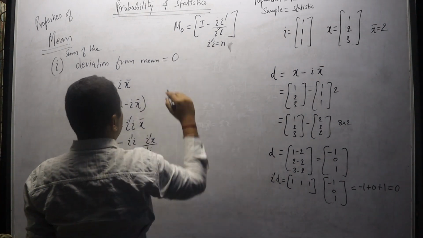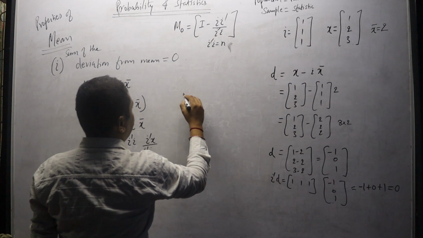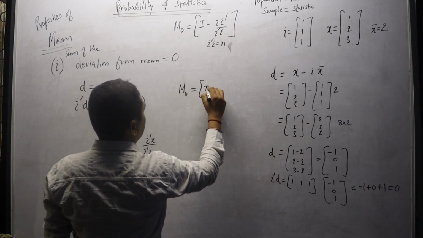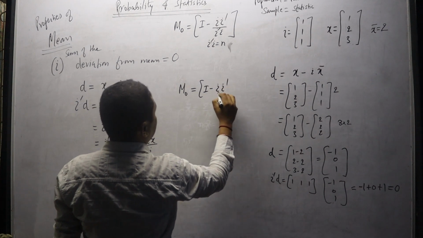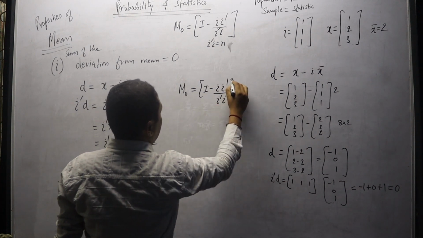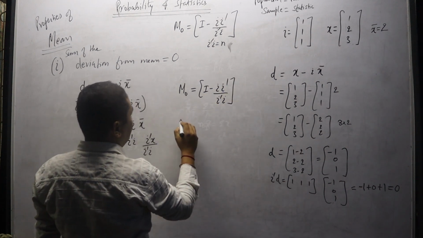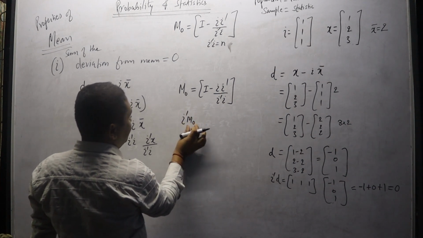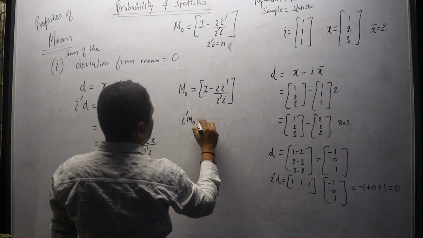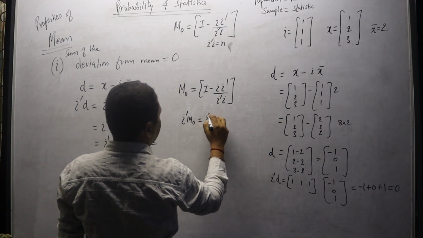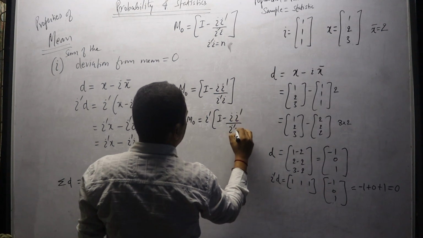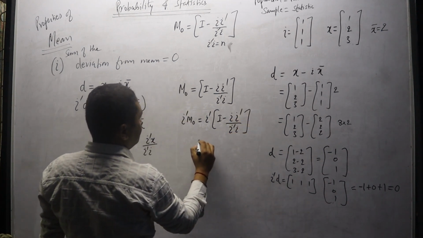Alternatively, we can use this as well. Our deviation from mean matrix is M0 equals I minus I transpose divided by I transpose I. To calculate the sum, let us use I transpose M0. This is the sum of the deviation, and this should be equal to I transpose times I minus I transpose I, and let us see what happens.